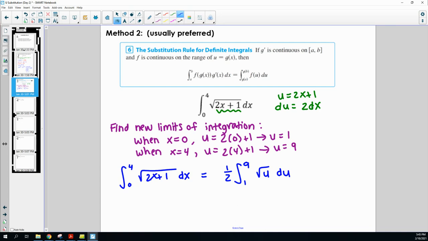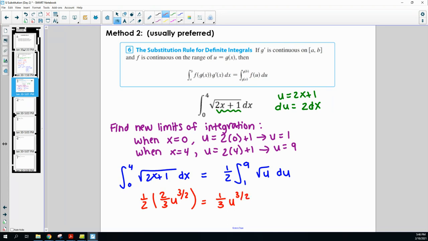The difference in this way is that when I take my antiderivative, I'm not going to put the u expression back in. So let's keep going from here. We're going to get 1/2, and just like before, we take the antiderivative of the square root of u, which is u to the 1/2. So when I take the antiderivative, I get 2/3 u to the 3/2, which is exactly what we did before. Again, I multiply 1/2 times 2/3, so I get 1/3 u to the 3/2.